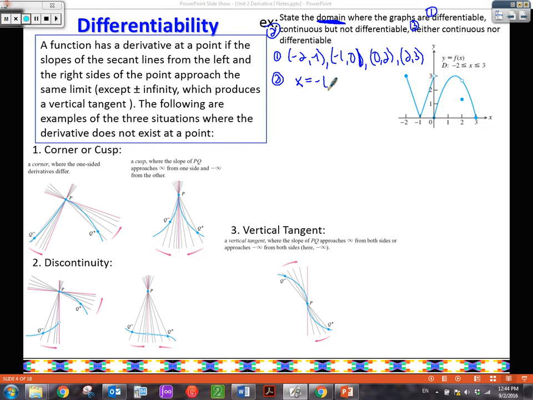And the last one is, let's see, neither continuous nor differentiable. Well, if it's not continuous, we know it's not differentiable, right? Those go hand in hand. But that's okay. Let's take a look. So, all right. We're not continuous at 0. That would be a problem. There will be no derivative there. So x equals 0. Where else? We're not continuous at 2. That's a problem. So there will be no derivative there either. And that is it on that problem. How is that? Okay.